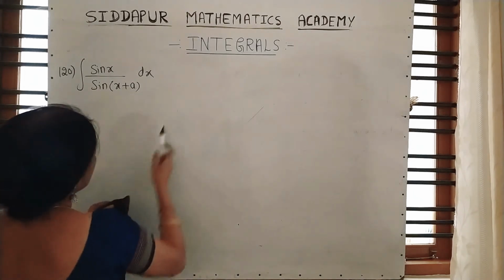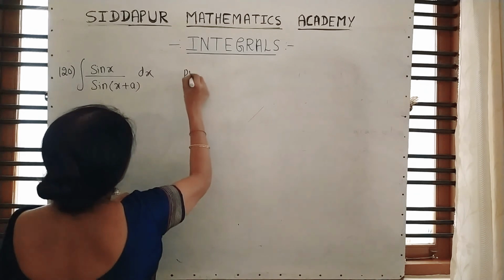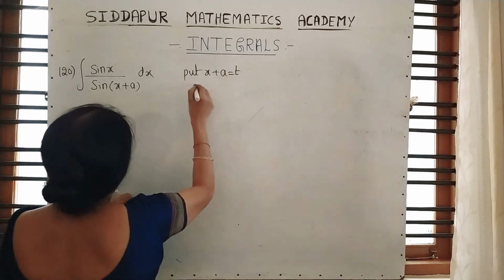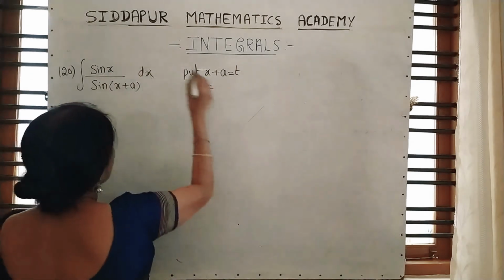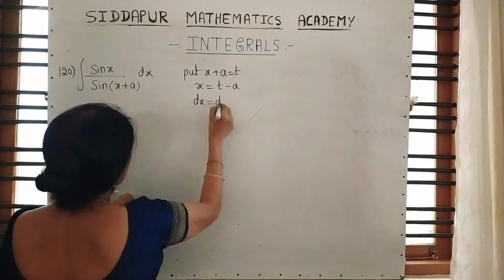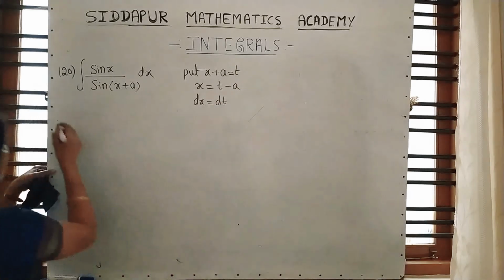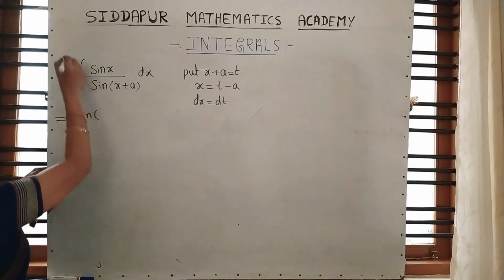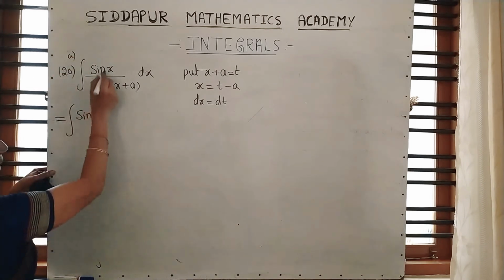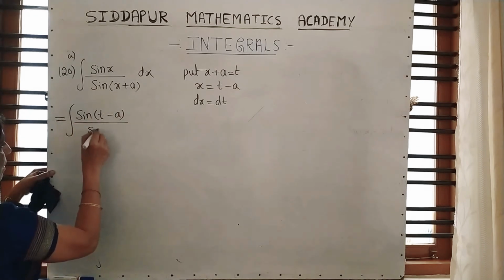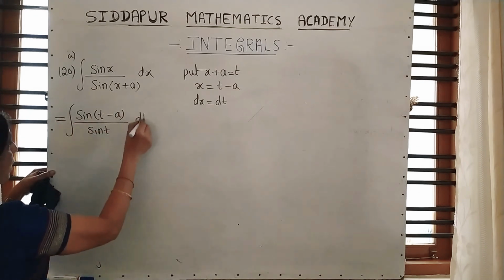So I am writing x plus a as t. What is x? Because x we require in the numerator, x is t minus a. dx is dt. Sin x value is sin of t minus a, into dt.